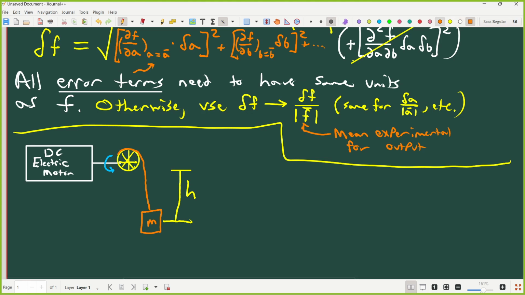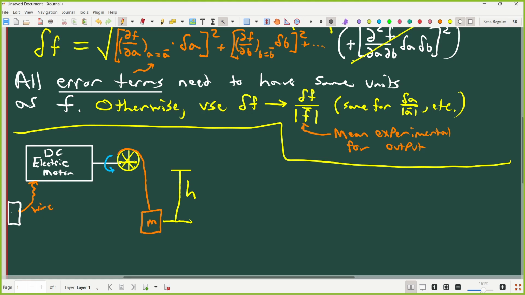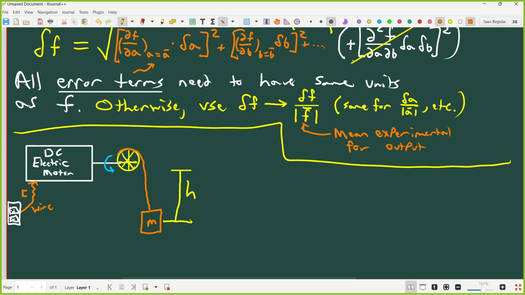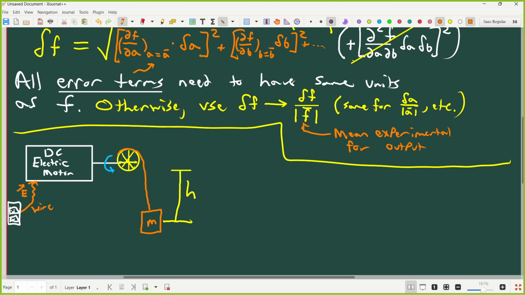So you just feed a voltage into it and it runs. The power source, if you will, is just a wire that's connected to a transformer. There's my plug. And that wire is driving electricity, we'll call it driving an electric field, to drive this motor. And the question I want to ask. So I have this set up.